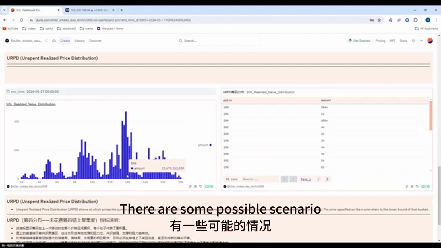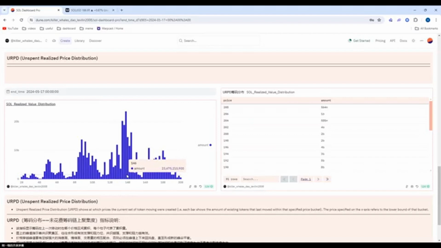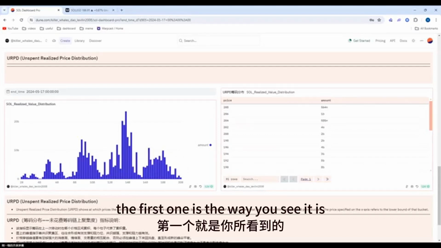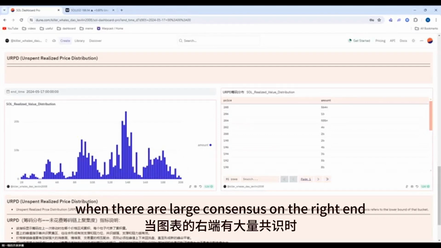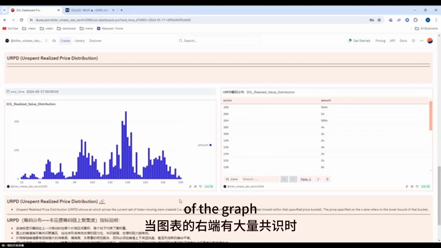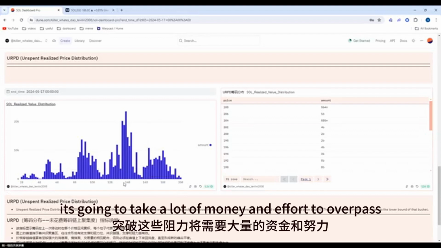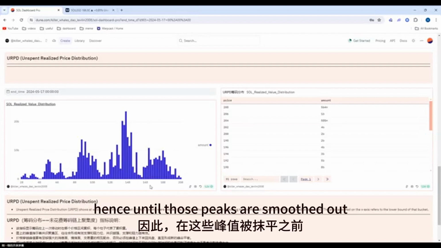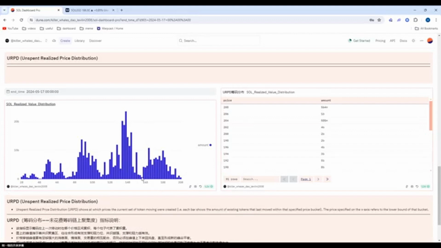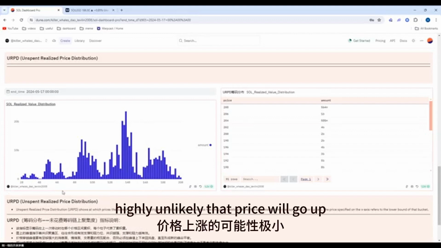There are some possible scenarios. The first one is, the way you see it, when there is large consensus on the right end of the graphic, it's going to take a lot of money and effort to overpass those resistances. Hence, until those peaks are smoothed out, it is highly unlikely that price will go up.